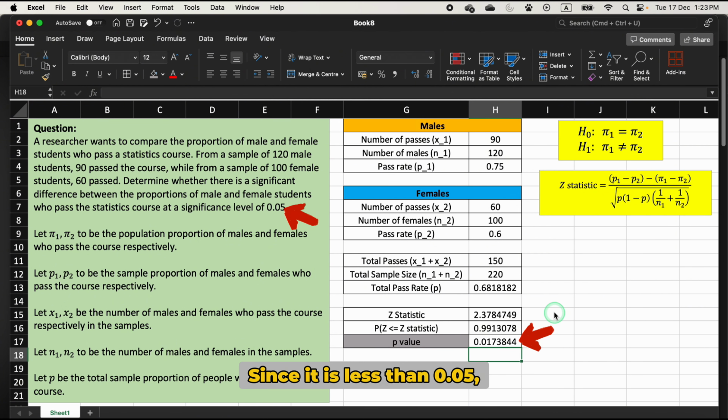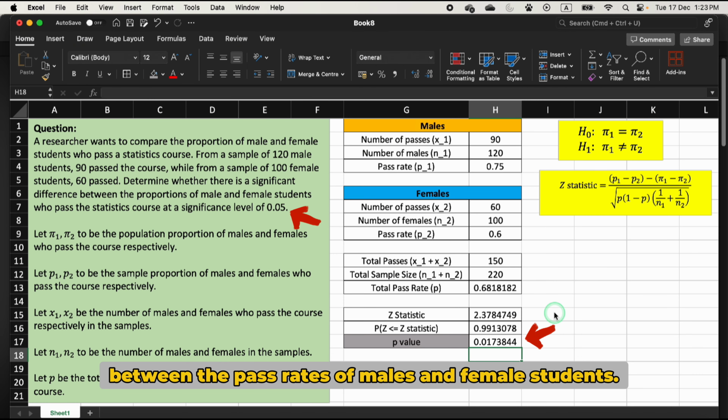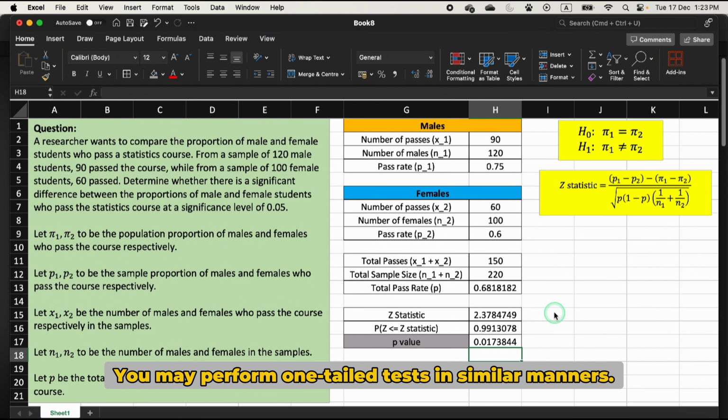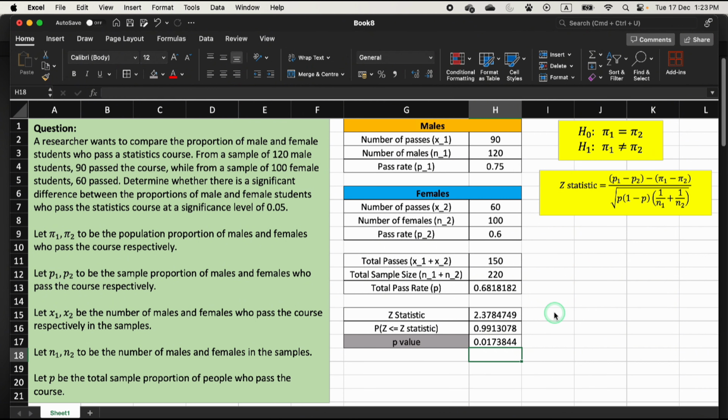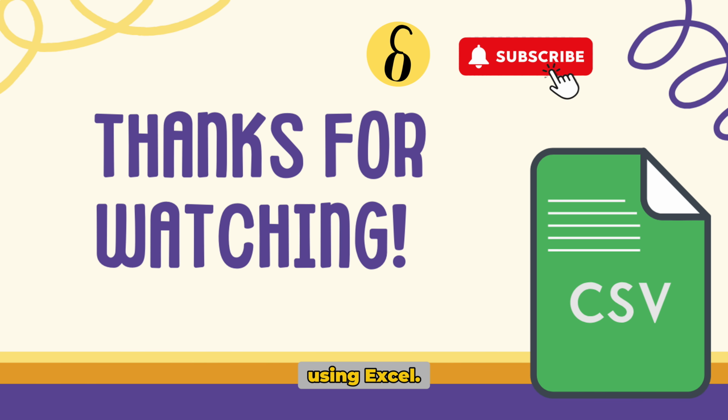Since it is less than 0.05, we reject the null hypothesis. There is a significant difference between the pass rates of males and female students. You may perform one-tailed tests in similar manners. That's how you run a z-test for two proportions using Excel.